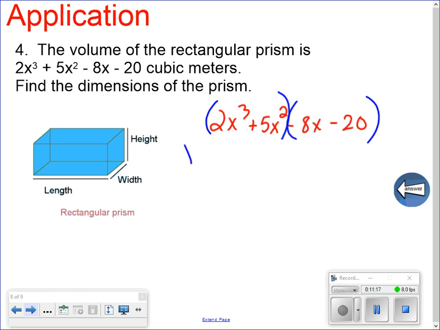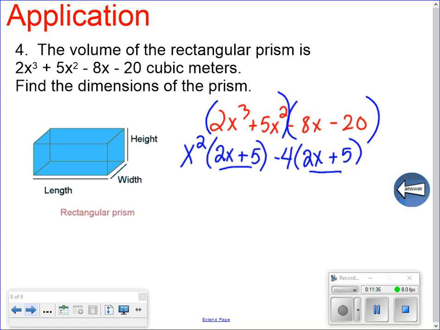The GCF that comes out of the first group is x squared. So that leaves me with 2x plus 5. The GCF that comes out of the second group is negative 4. So that gives me positive 2x plus 5. Again, we want these 2 binomials to be the same. So when I rewrite it, that's going to be x squared minus 4, and then 2x plus 5.